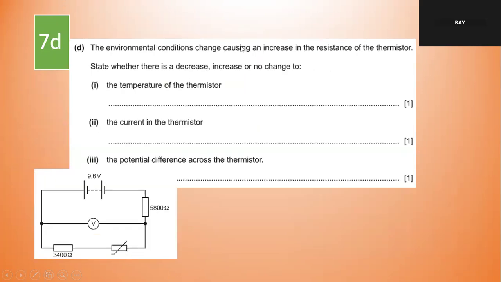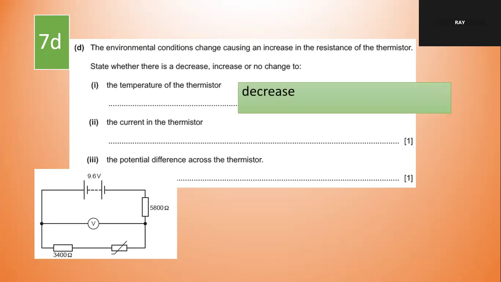The environment condition change causing an increase in the resistance of the thermistor. State whether there is a decrease, increase, or no change. Temperature of the thermistor. What is going to happen? The temperature of the thermistor. Decrease. Increasing resistance, so it decrease in temperature.